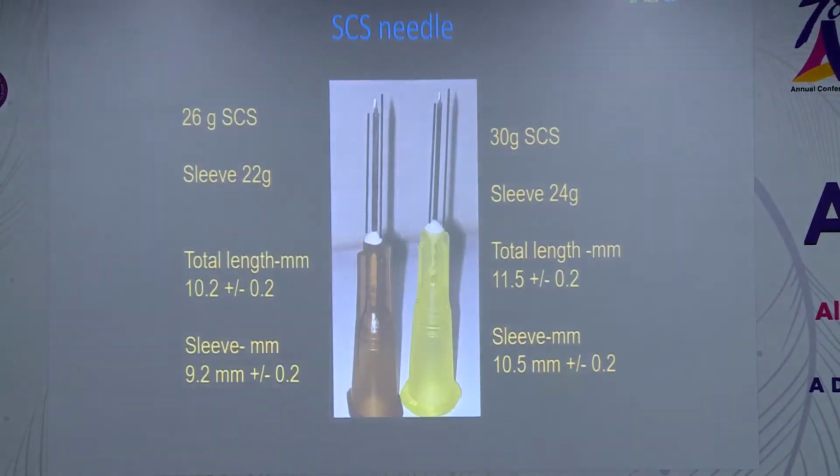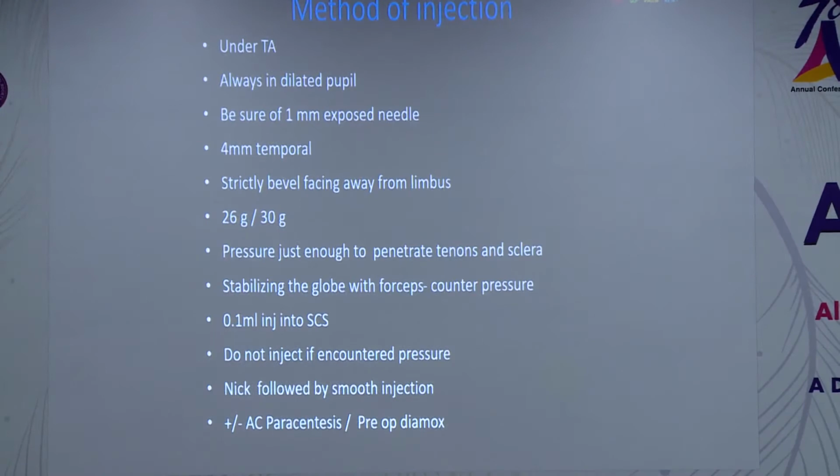There are different sleeves. The sleeves are made in different lengths because the length of the needle also varies. So the sleeves which can give an exposure of 1000 microns are the ones which are selected. They are autoclaved and then used.